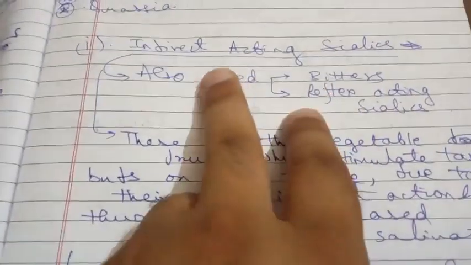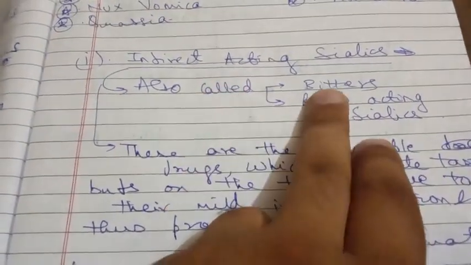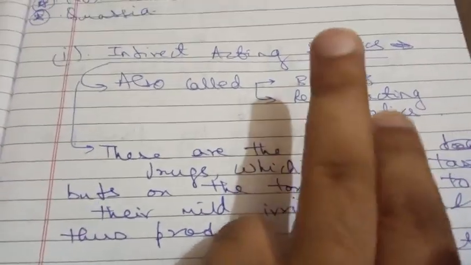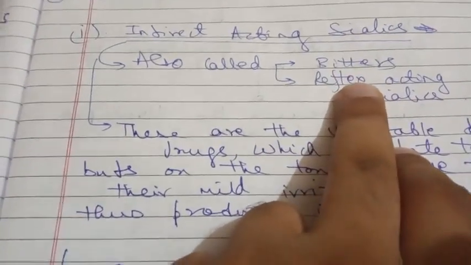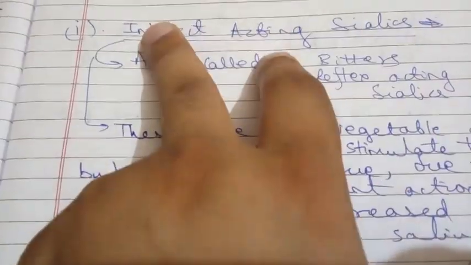Now we're studying the definition of indirect acting sialagogues. We'll be understanding what these two are, and we'll be studying the mechanism of action in detail. Indirect acting sialagogues are also called bitters because they have a bitter taste, and reflex acting sialagogues because they act reflexively. I will explain this while explaining the mechanism of action.